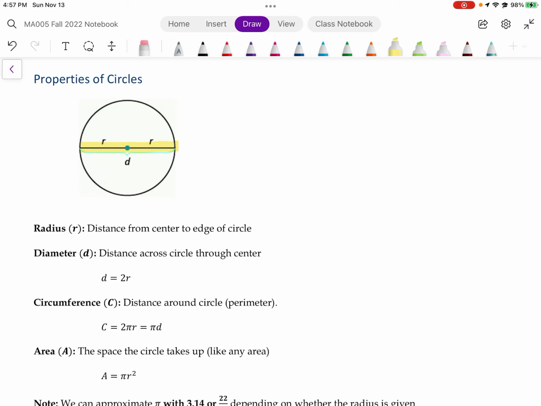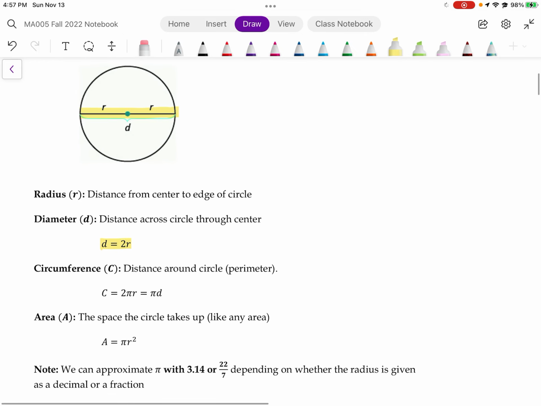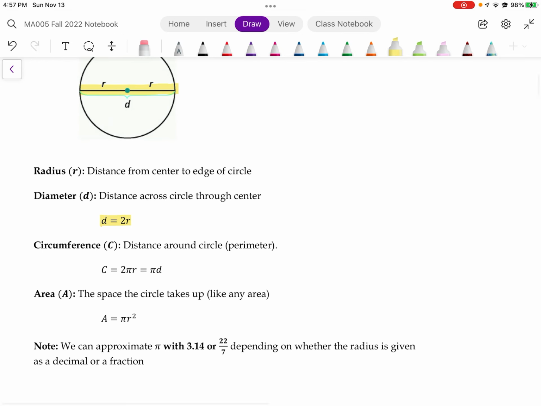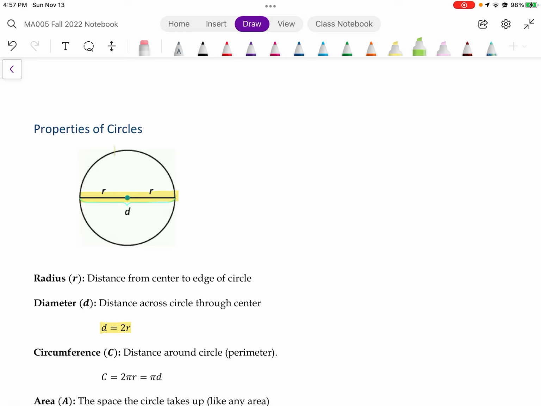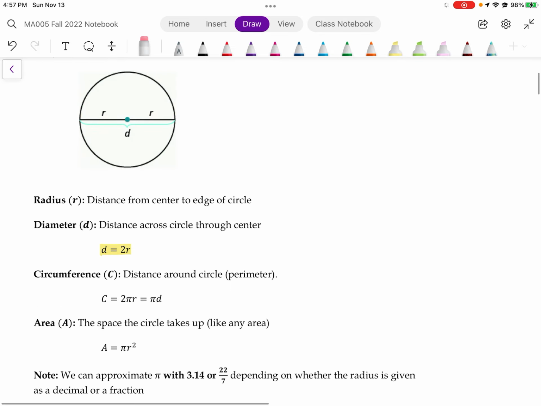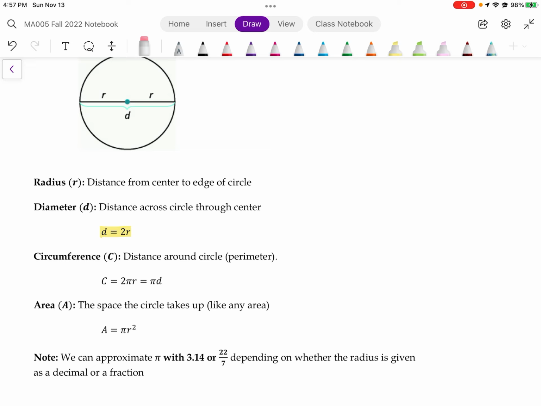So the formula for the diameter, the distance across the circle through the center, is that it equals 2 times r. Make sure you have these all in your notes. The circumference is the distance around the circle. That is as if you were an ant walking around the circle. How far would you go if you walked around the circle? That's circumference. It's a special word for perimeter around a circle. Circumference is 2 pi times r, but since d is 2 times r, you can also say pi d, because 2r is d.